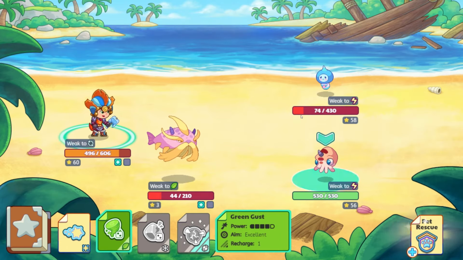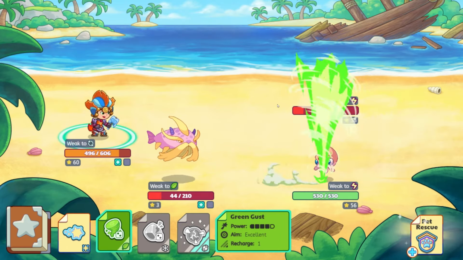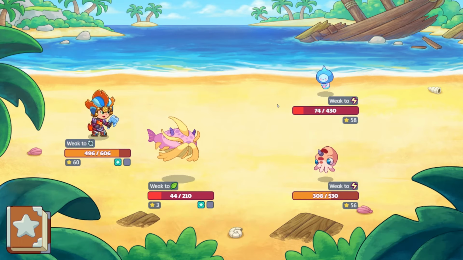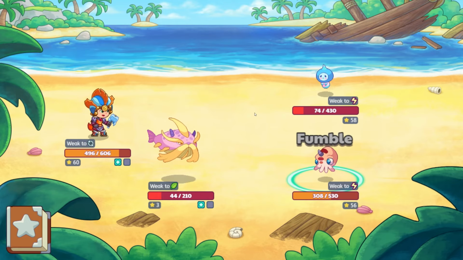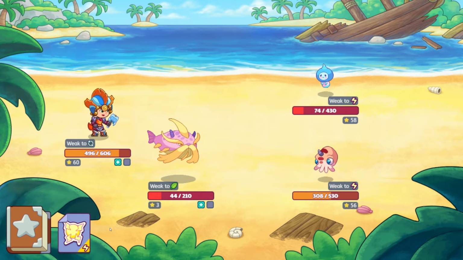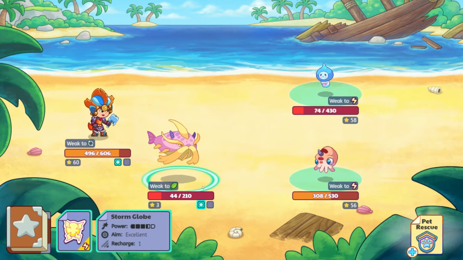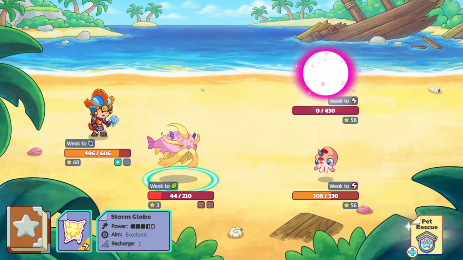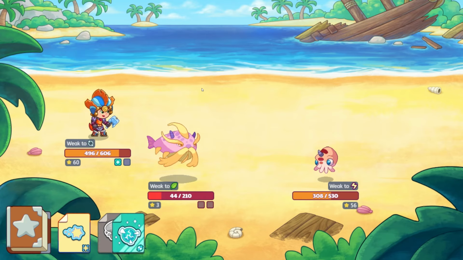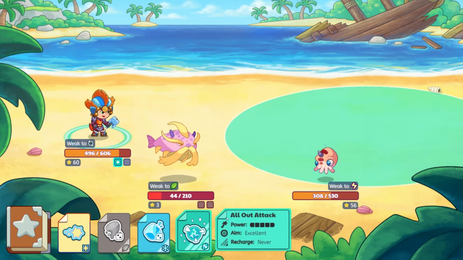Hopefully we hit. Alright, we're going that way. And then let's see what happens here. Got another fumble. Okay, this has a 1 recharge, so we rest when we're resting to get your magic. Someone just explained that on the wiki, so that is nice to know. Let's go ahead and do all-out attack.